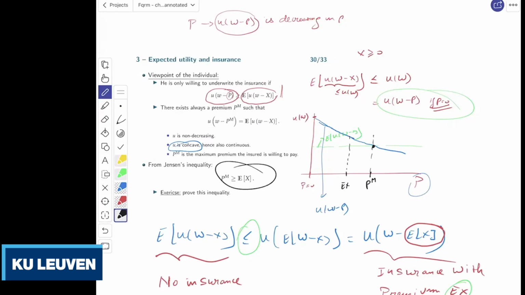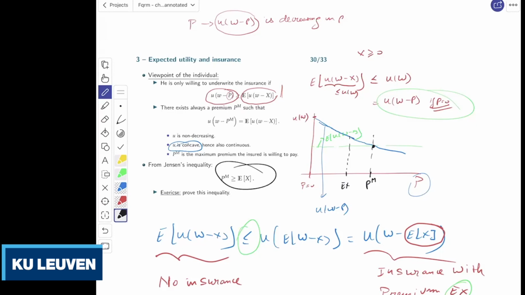So two important conclusions here. If I'm a risk-averse decision maker, then I can find a maximal premium, PM, such that everything below that premium is a good premium, meaning that I'm willing to insure for that price. First conclusion. Second conclusion is that the maximal premium is always larger than the expectation of X. I'm always willing to pay more than my expected loss.